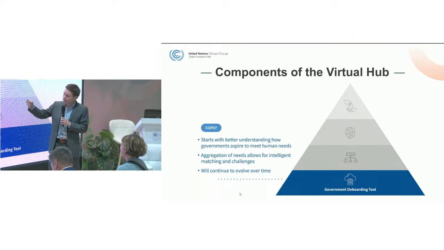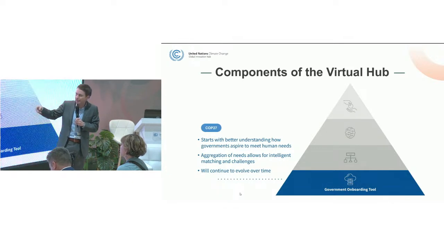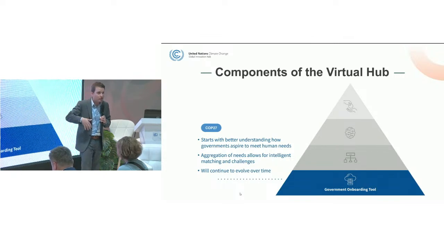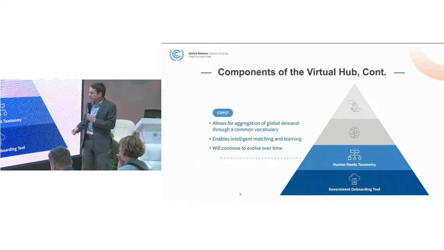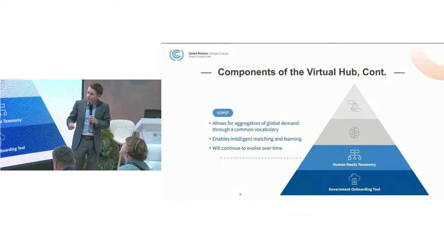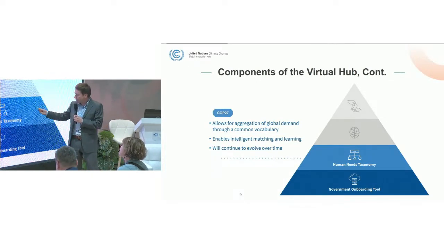So this allows us to start with better understanding of how governments aspire to meet needs. It allows aggregation of needs for intelligent matching and the creation of challenges. It allows us also to see trends. Okay, next slide. The other thing that we're going to talk about today is the taxonomy, which is a foundational component of this initial piece.